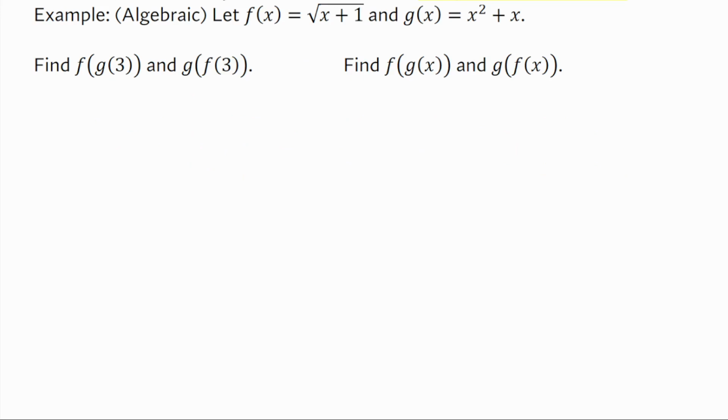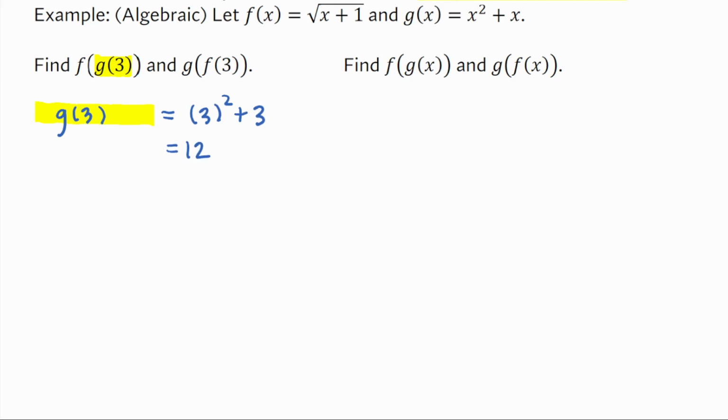So we're going to start off with an algebraic example. Let f of x equal the square root of x plus 1 and g of x be x squared plus x. We're going to find f of g of 3 and g of f of 3. When we're just finding it at a particular x value, I find it's easiest to start off with, for this first one, finding g of 3. So g of 3 is going to be equal to 3 squared plus another 3. So that's 9 and 3, a total of 12.